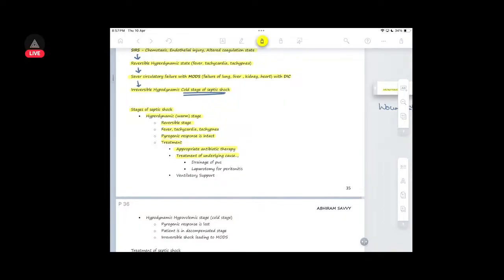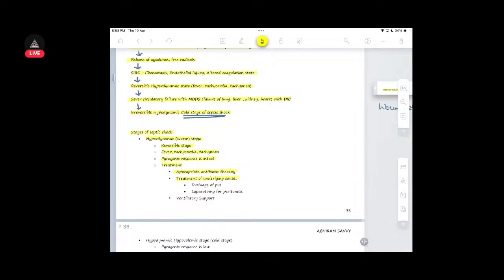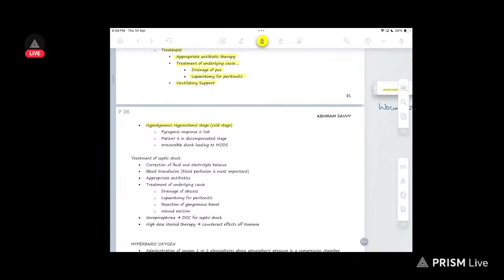So, stages of septic shock: you have the hyperdynamic warm stage and the hypodynamic hypovolemic stage, which is the cold stage. The warm stage is a reversible stage with fever, tachypnea, and tachycardia. The pyrexic response is intact, and treatment is antibiotics, drainage of pus, laparotomy for peritonitis, and ventilator support.